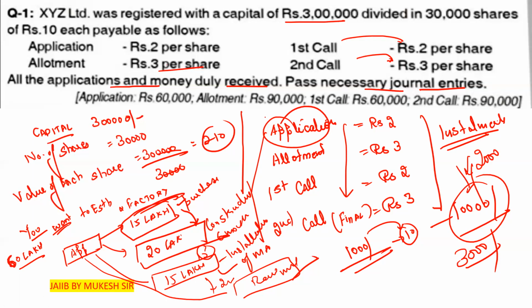Please remember one thing here. First of all, we have to do the application. Second, allotment. Third, first call. Last one, the second call.